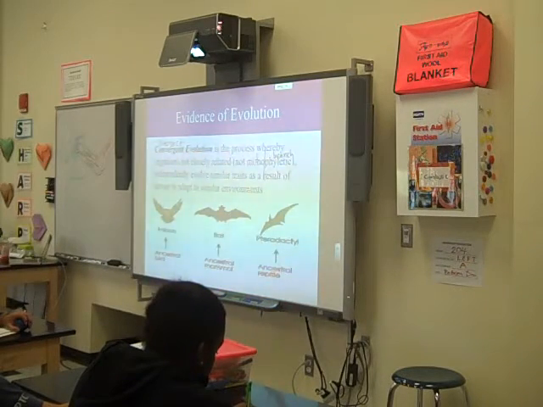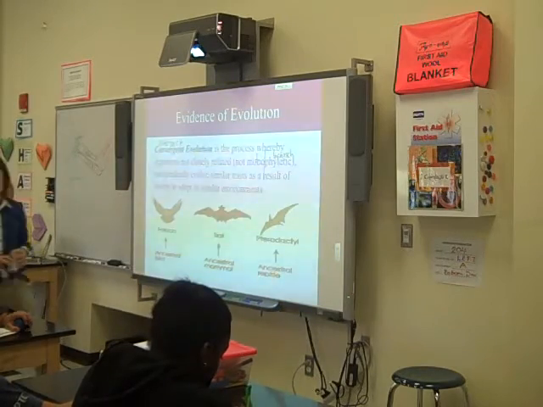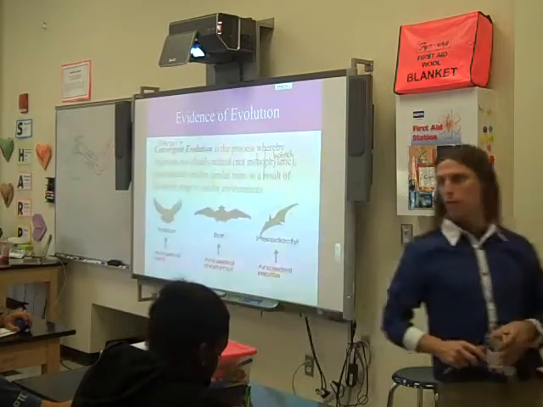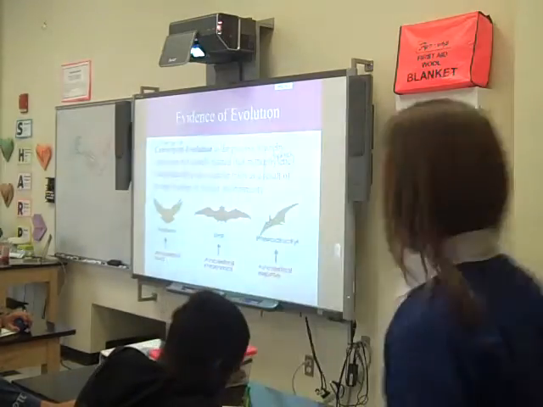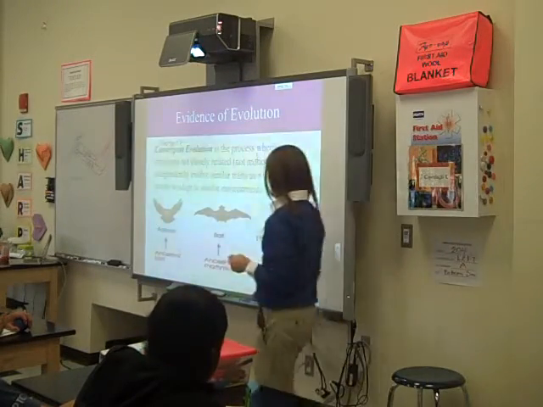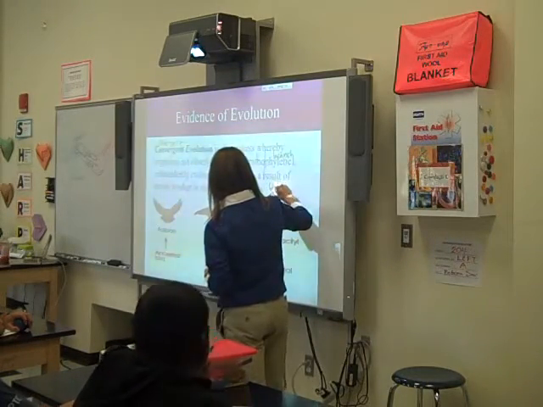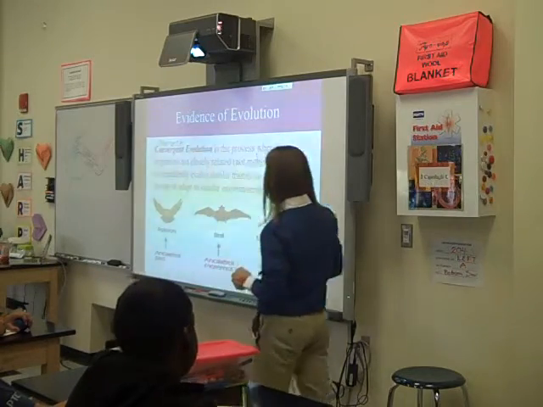Very general, but what are two things you know to be in common with all three of those organisms? Something you notice that they all have the same of. All right, they all have this structure called a wing, right? Terrific. So we can say they all have wings. That's something they all have in common.